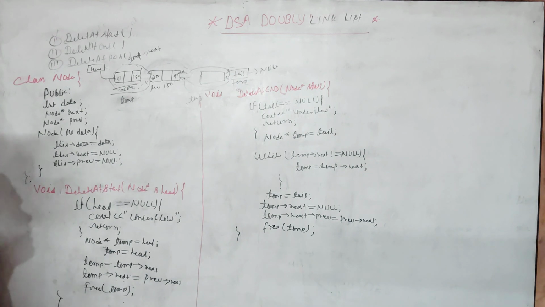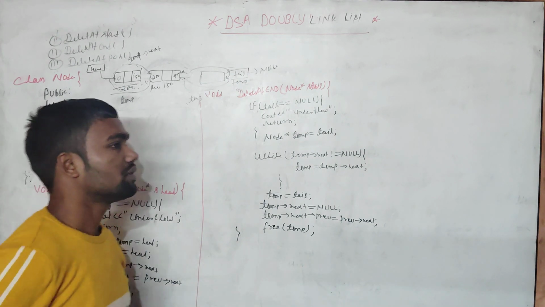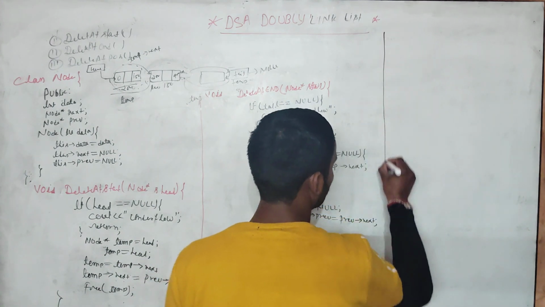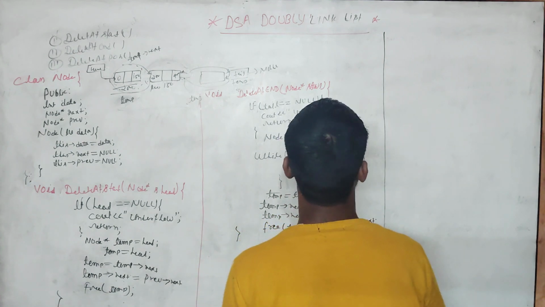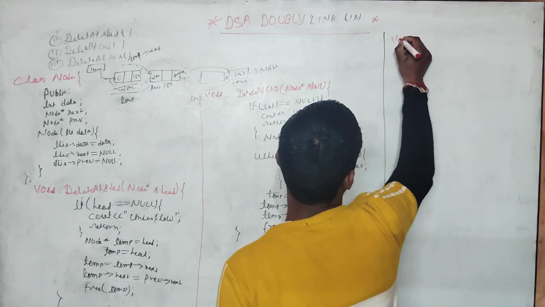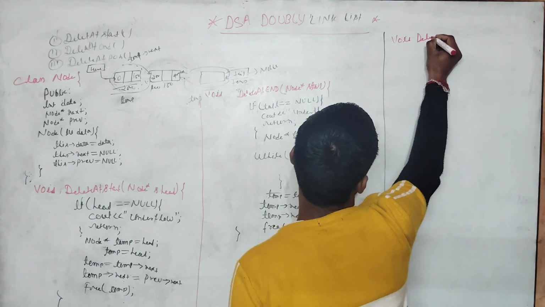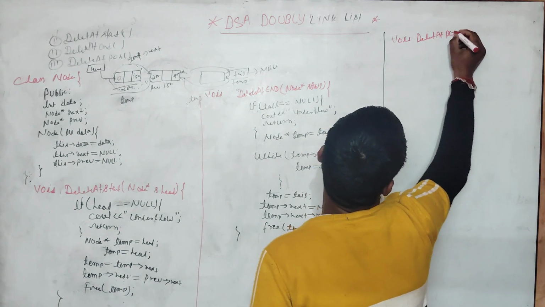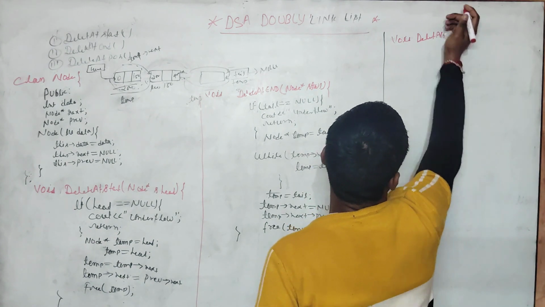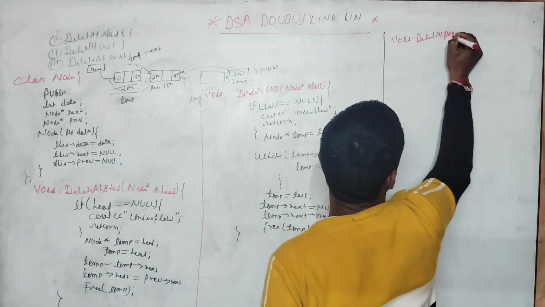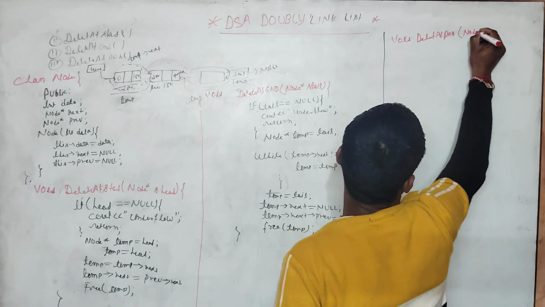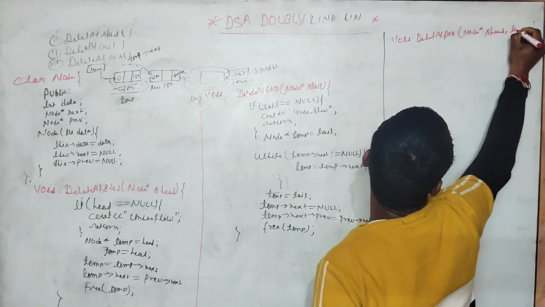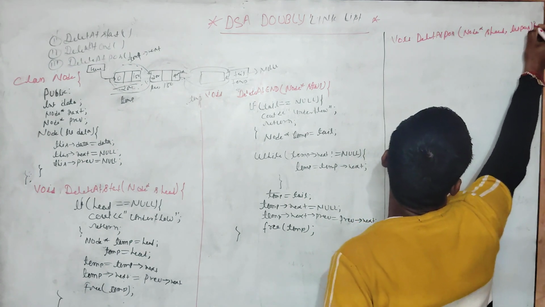Now I'm going to start here one. We will leave one. Yeah. Okay. Void delete at position. Delete at position. One node is equal to head and position. Fine.